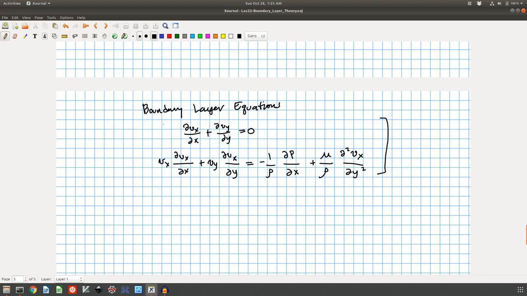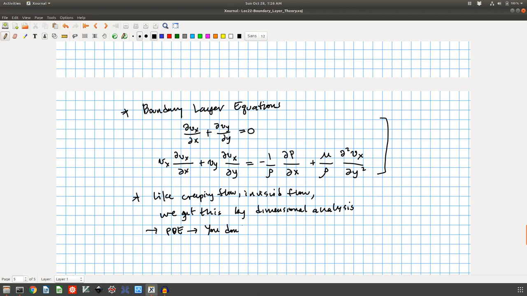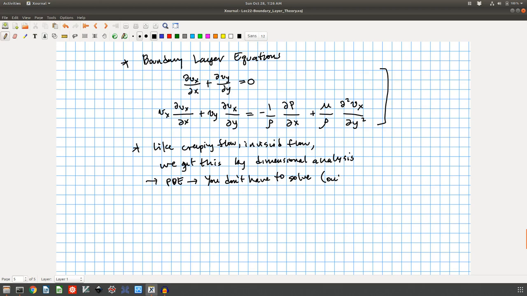So just like creeping flow and inviscid flow, we get this by dimensional analysis. And just like those two, this leads to a PDE, and you don't have to know how to solve it. It'd be fun, but we're going to say that's out of the scope of this class. Out of scope. It's an academic term. Scope, we use that too much.